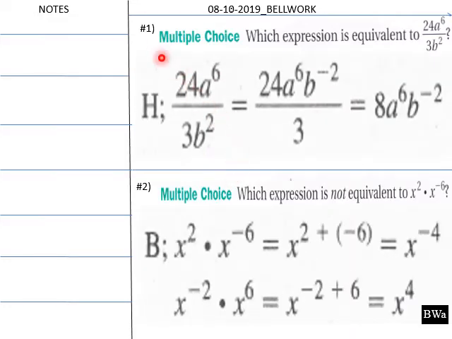And then for number 1, it will be H, which is the expression equivalent to this one here: 24a to the 6 over 3b squared. Then this would flip up to here, and you leave your 3 down here: 24a to the 6b to the negative 2. And then you would cancel your 3's out to be 8a to the 6th power, b to the negative 2 as your simplified expression there.